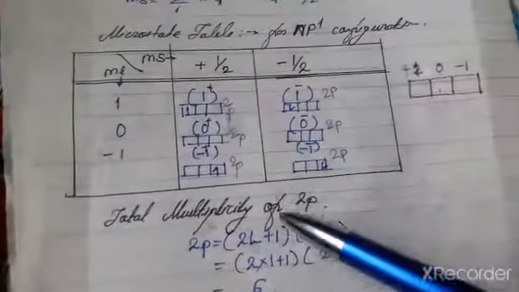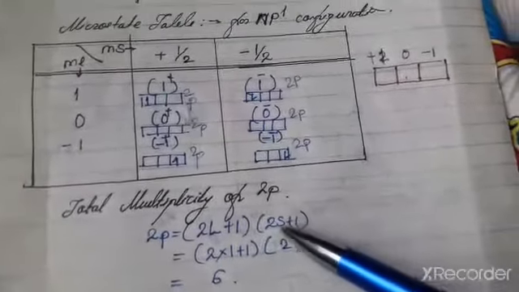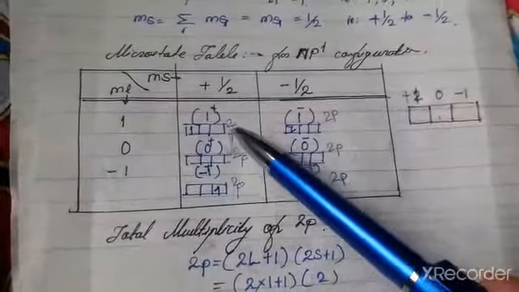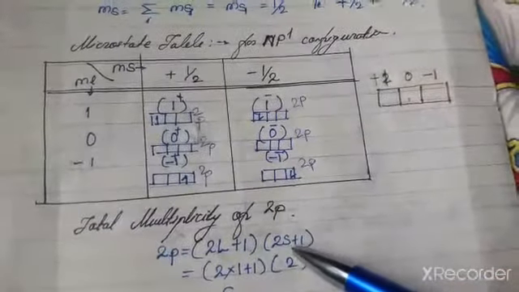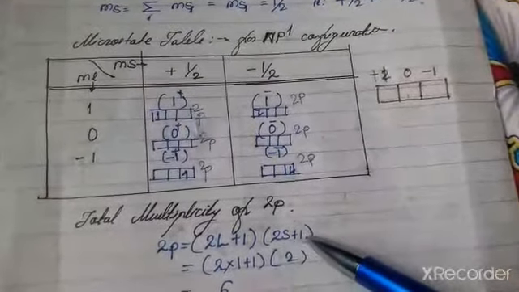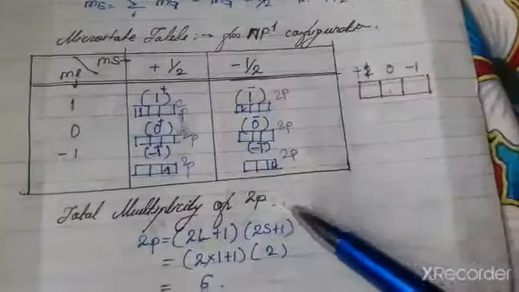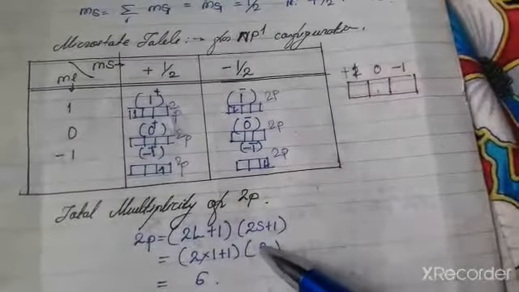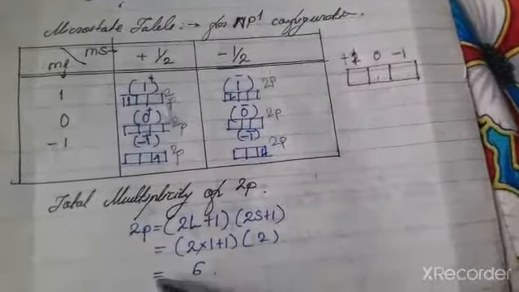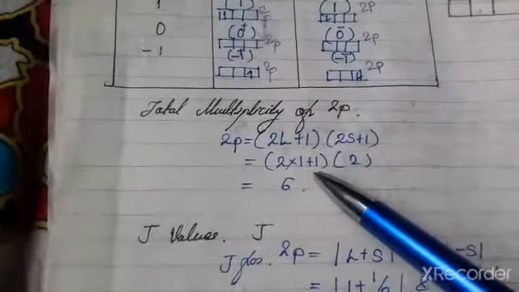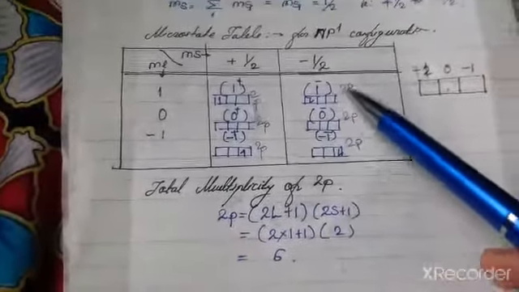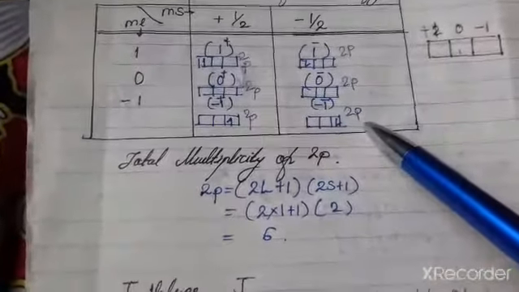We already used that formula, 2S plus 1, and that 2S plus 1 is equal to doublet. Because the formula is 2S plus 1 and the value of S is 1 by 2, 2 into 1 by 2 plus 1 is equal to 2. That's why put that value into that bracket, that is 2. So (2 into 1 plus 1) into 2 is equal to 6. So the total multiplicity of 2P is equal to 6. 1 2 3 4 5 6. So the total multiplicity is correct.